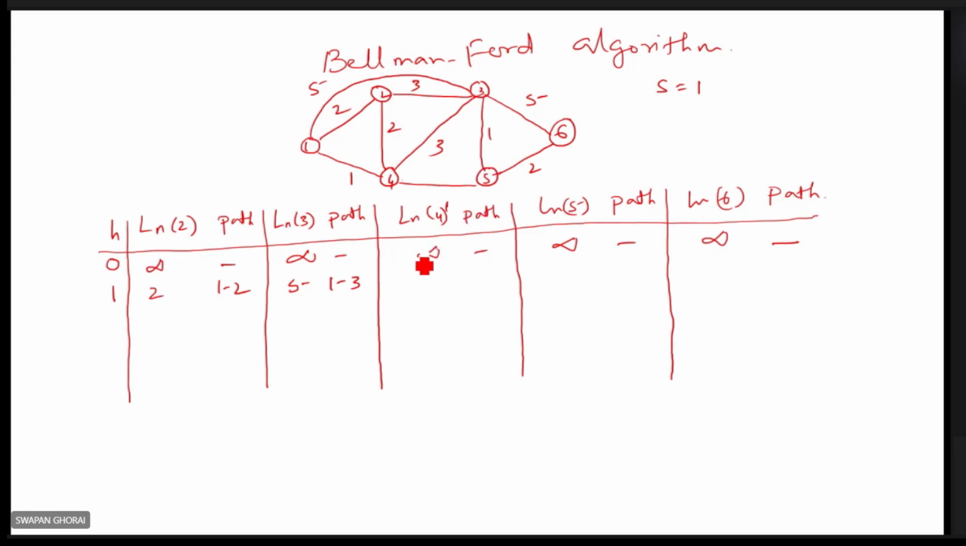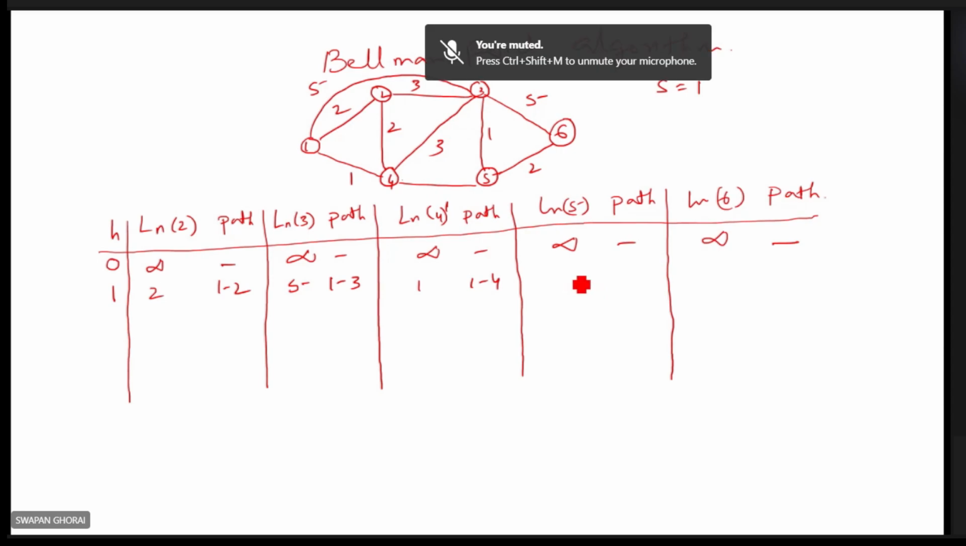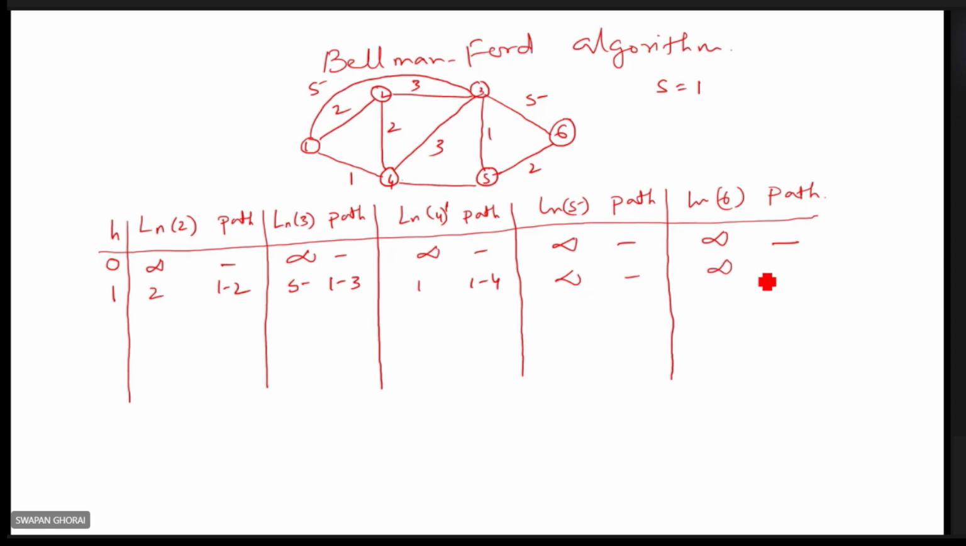So now 1 to 4, one hop is okay, and the cost is 1. It is 1 to 4. And next 1 to 5, there is no direct link. If more than one hop is required, it will be infinity. Similarly, 1 to 6 will be infinity. Right. Next, now you can tell me, if h equal to 2 hops.